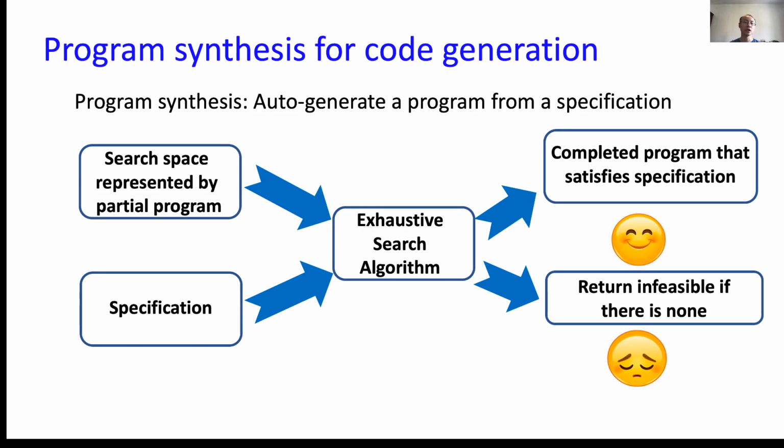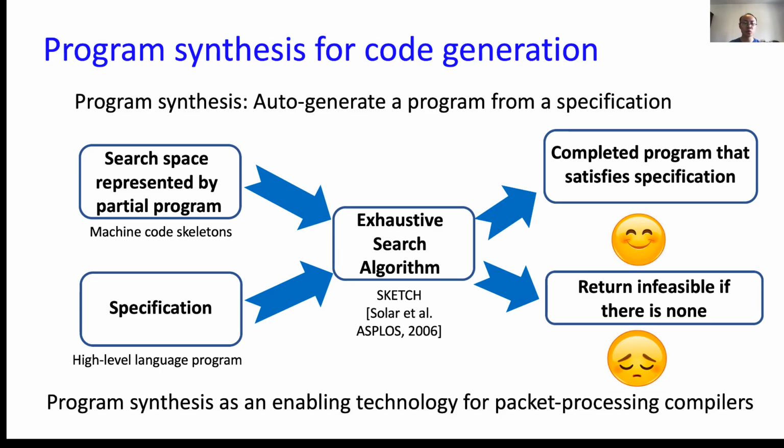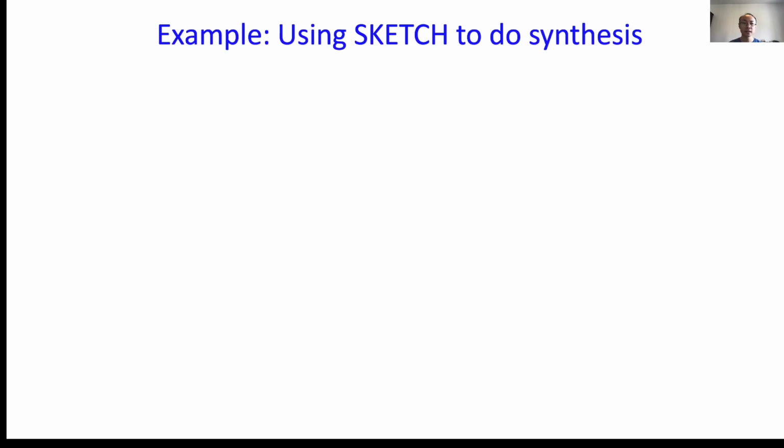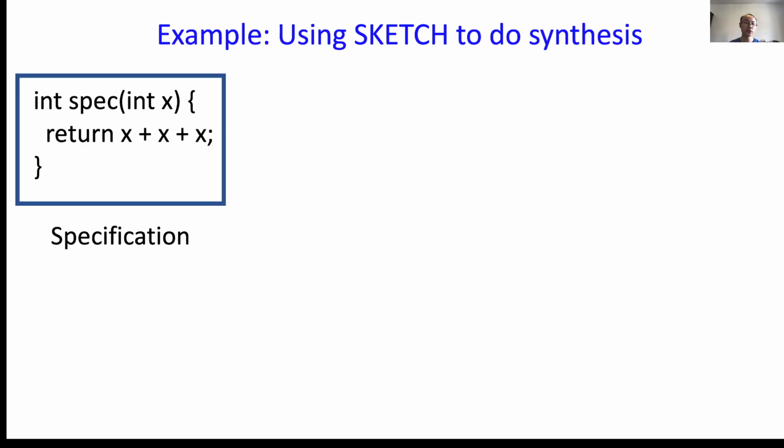In our project, we use the search space to represent the machine code skeleton and use the specification to represent the high-level language program. The exhaustive search algorithm, or program synthesis tool, we use in our project is Sketch. We believe program synthesis can be used as an enabling technology for packet processing compilers. Let's take a look at a concrete example in Sketch. Suppose we want to add the input to itself 3 times, which will be regarded as the specification.